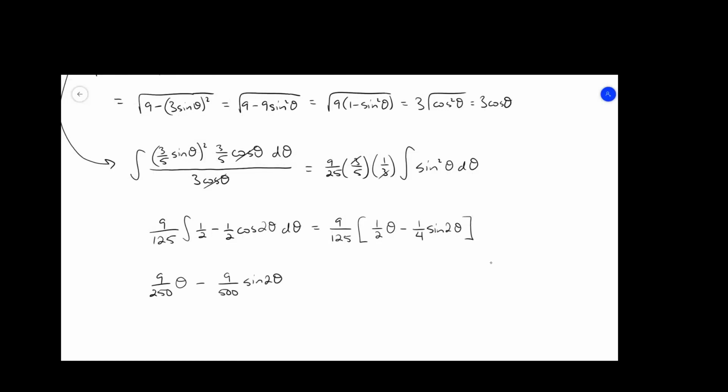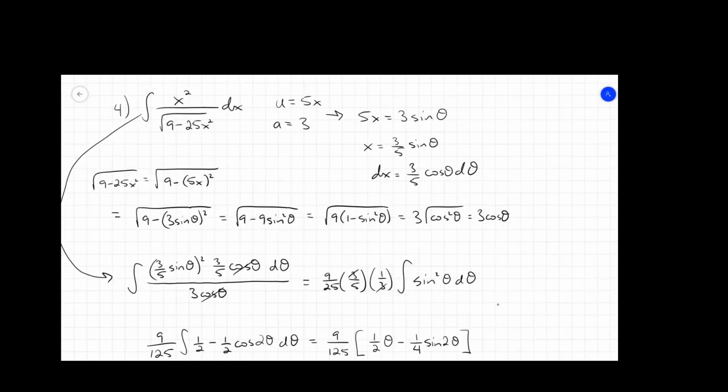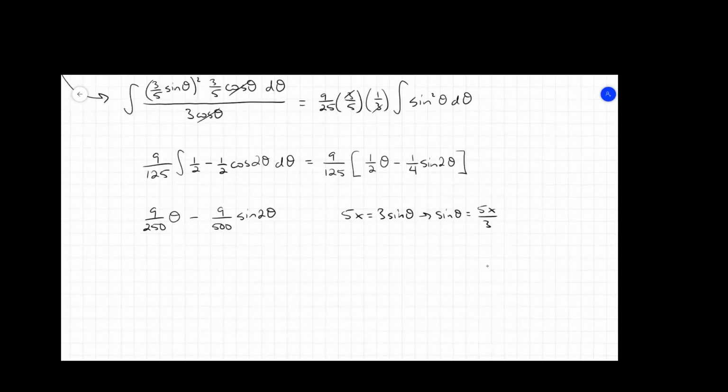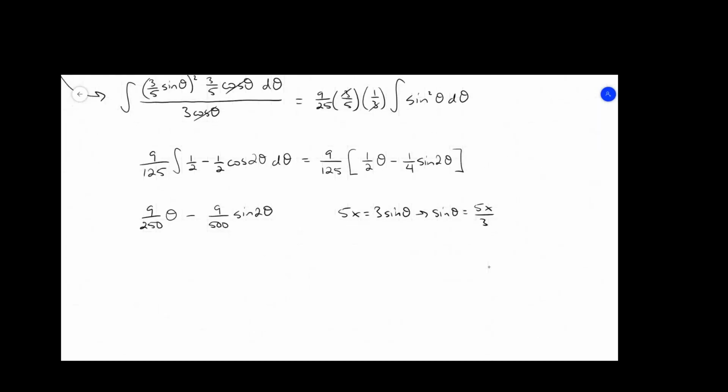Okay, now at this point we would go back and say, well, what was our original substitution? Come back up here, and we saw that 5x was equal to 3 sine theta, right? So that tells us that sine theta by itself is equal to 5x over 3. And so now I can draw a triangle that has that theta in there. We'll know what the sine of that theta is.